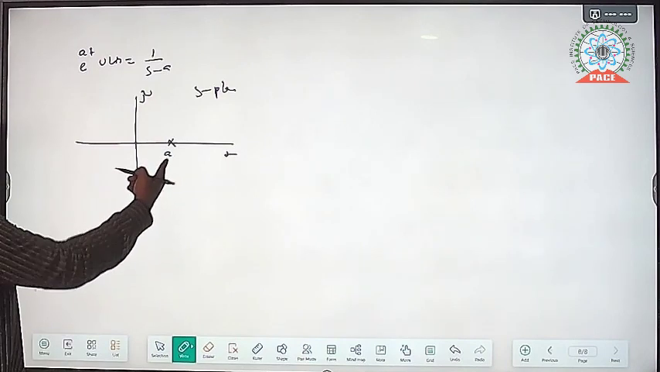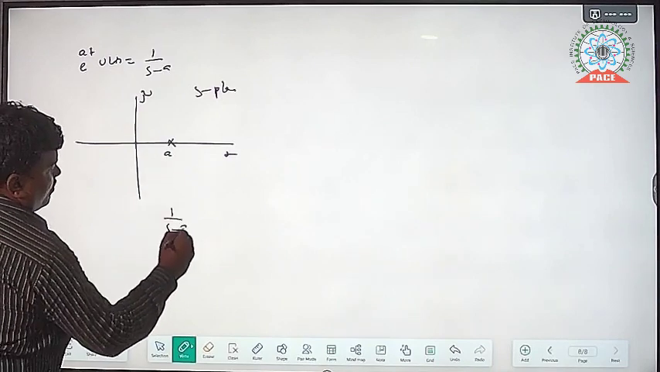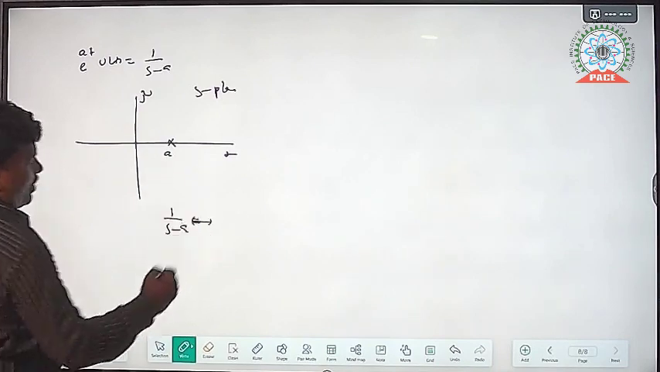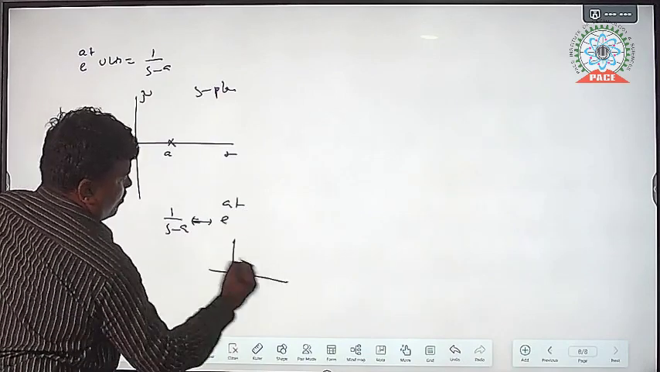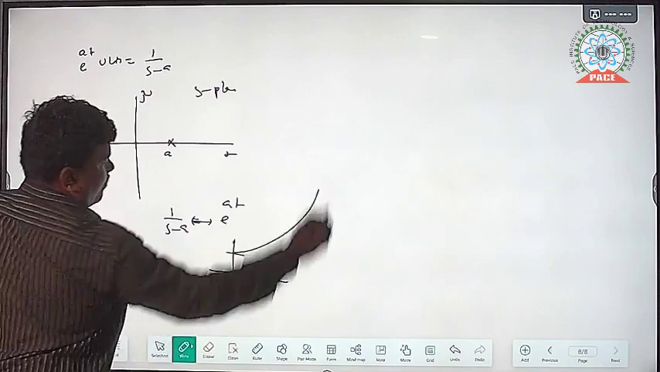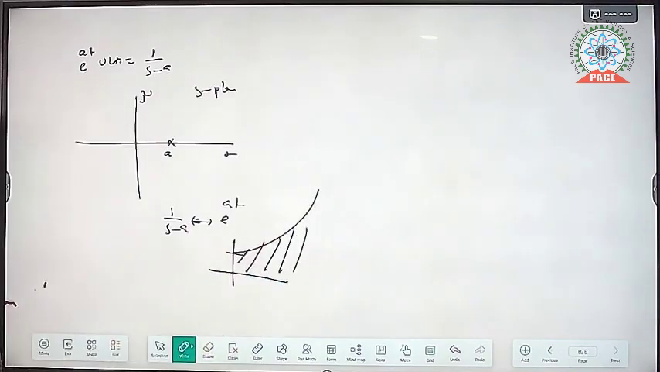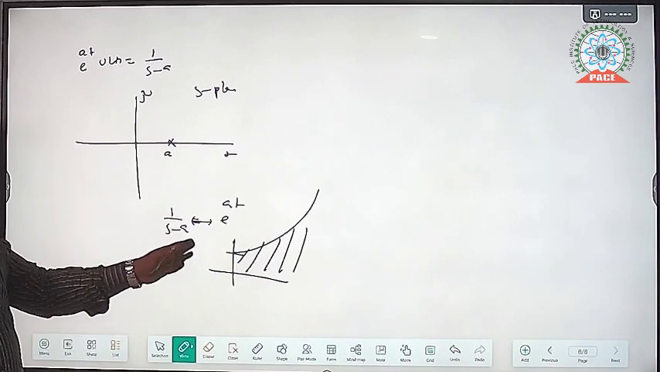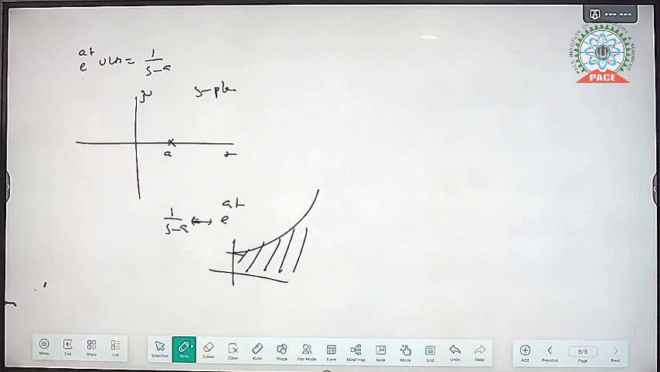This is 1 by S minus A. Applying the inverse Laplace transform, we get e power a t. At time t equal to 0 it is 1, and at time t equal to infinity it is infinity. So the area of the signal is infinity. This type of signal is unstable, and the poles are on the right side. So system stability depends upon the poles. In case poles are left-sided, the system is stable.